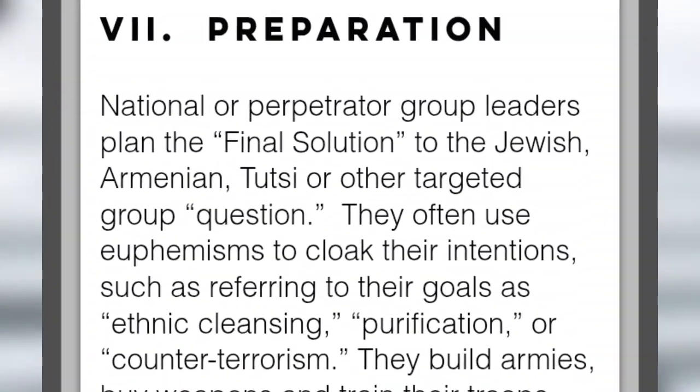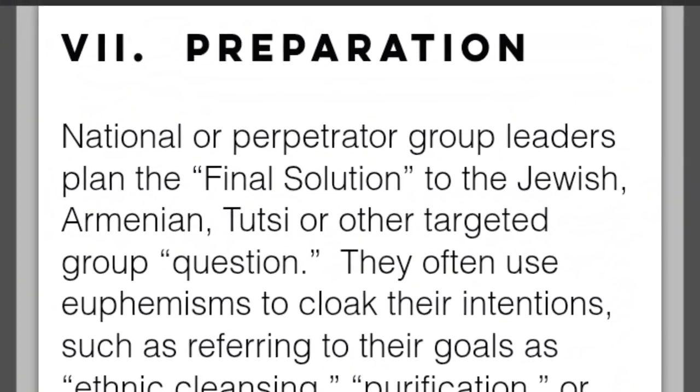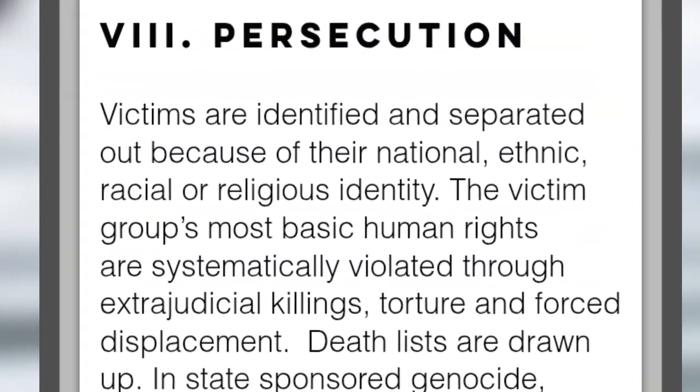Stage 7, extermination. So mass killings as plans, victims are identified and separated out because of their group identity. Death lists are drawn up and victims may be forced to wear identifying symbols. I haven't seen that one yet, but I mean, it's a complex model, and like I said, it's not linear, and maybe it could skip some stages. Who knows, bro? 8 is persecution, right? Victims are identified, or in fact, I may have messed 7 and 8 up, but who cares? Victims are identified and their basic human rights are systematically abused.